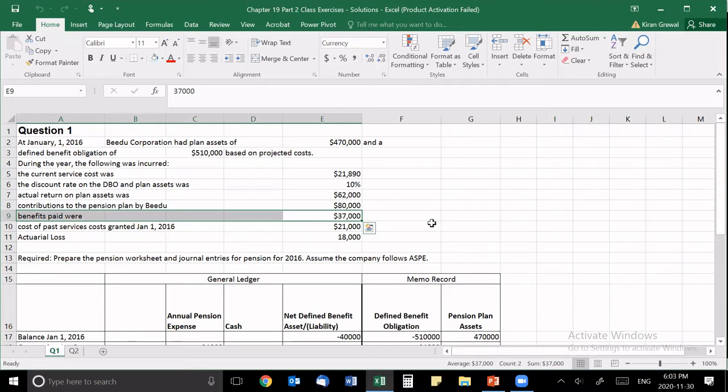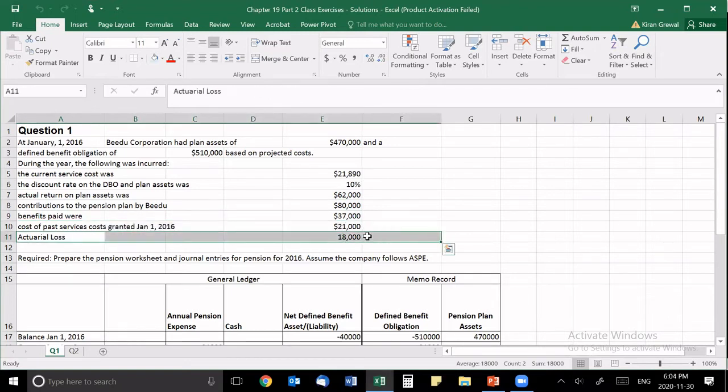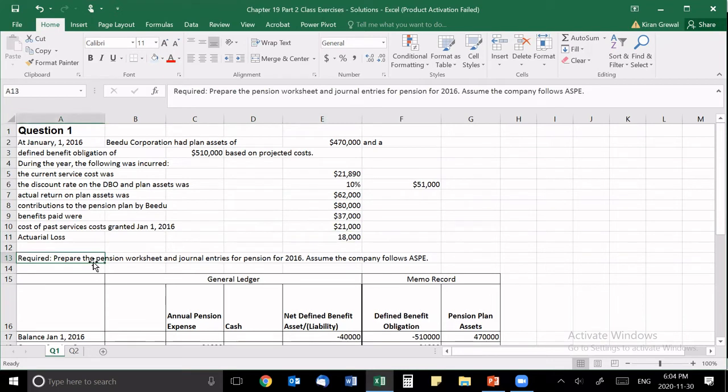Remember, the employer does not pay this amount. The fund, whoever's looking after the fund, so maybe the trustee, will pay that amount, not the company. So the only amount that the company is paying is this contribution amount of 80,000. Then we have some past service cost, and we have an actuarial loss. The question says, prepare the pension worksheet and journal entries for pension, assuming the company follows ASPE.